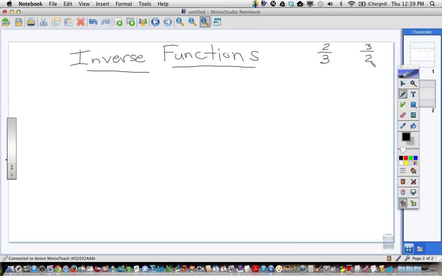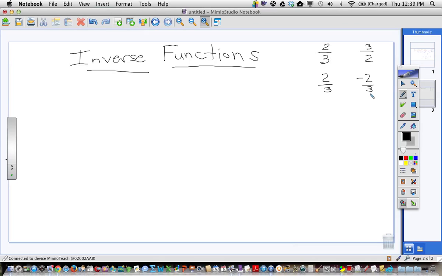What's the inverse of 2/3? What do you mean? What kind of inverse? The multiplicative inverse is 3/2. I just like saying that, actually. Multiplicative inverse is 3/2. That's the reciprocal. The additive inverse is the opposite, negative 2/3. So there's additive inverses and there's multiplicative inverses.